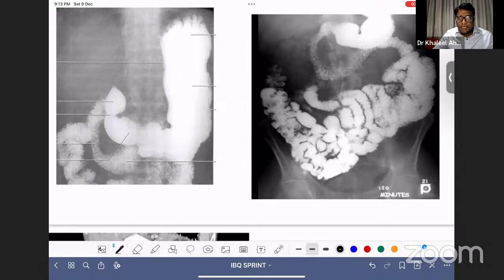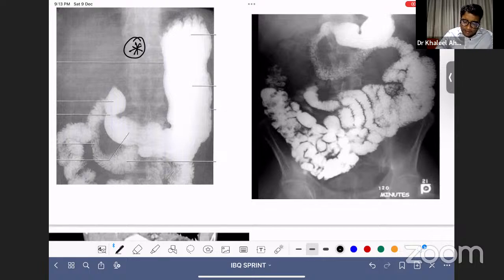What do you think this barium study is showing you? For the first image, is it a barium swallow, barium meal follow through, barium enema, or an enteroclysis? What is this first image showing you? I'm waiting for your answers.